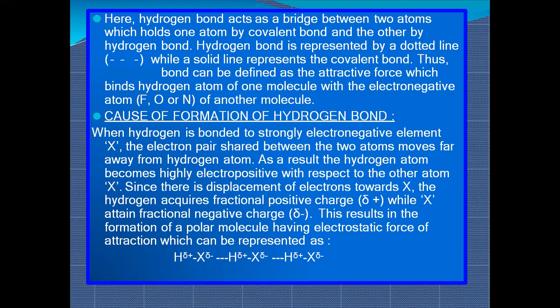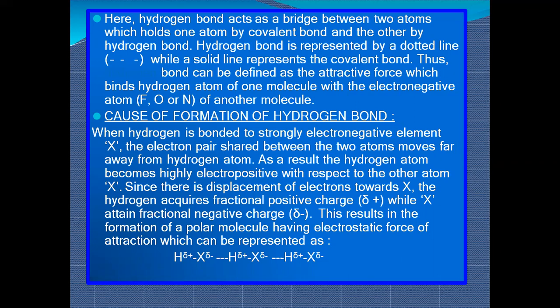So what happened at that time? Whenever a highly electronegative element attaches with hydrogen, because of its electronegativity, the electron influence will move towards the electronegative element.